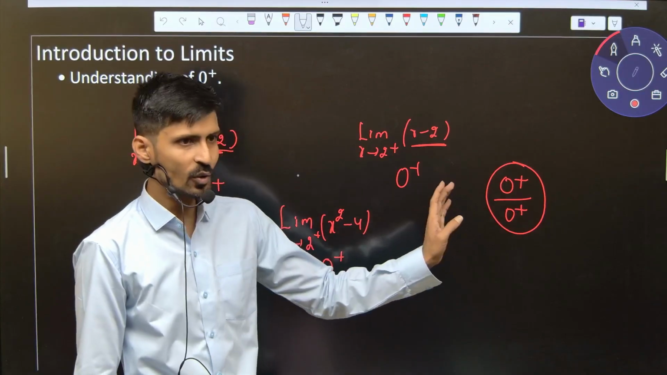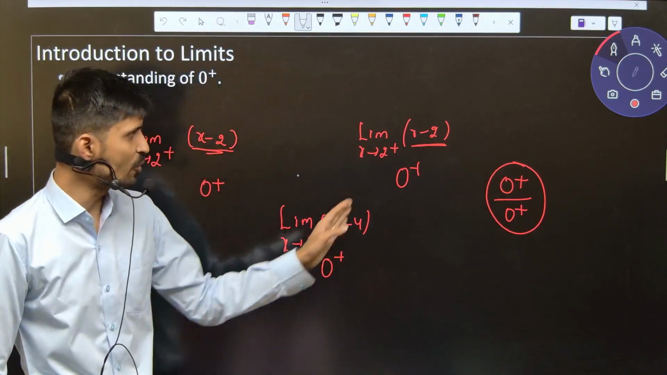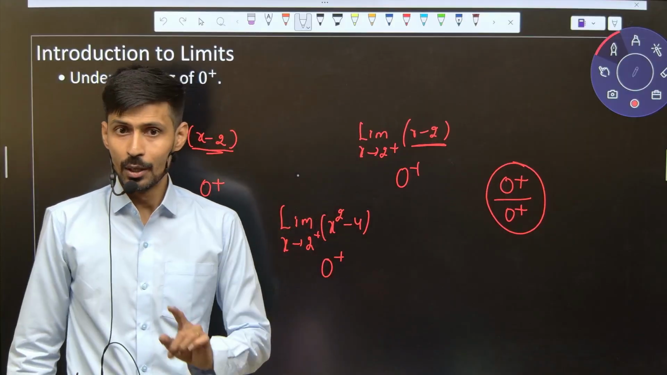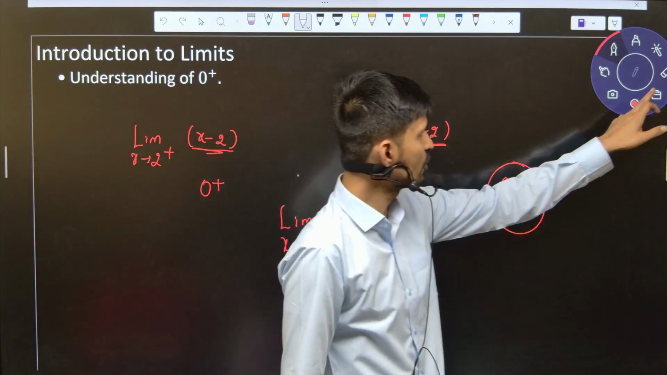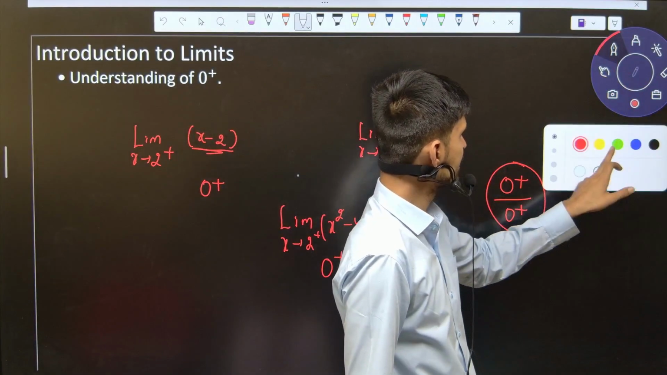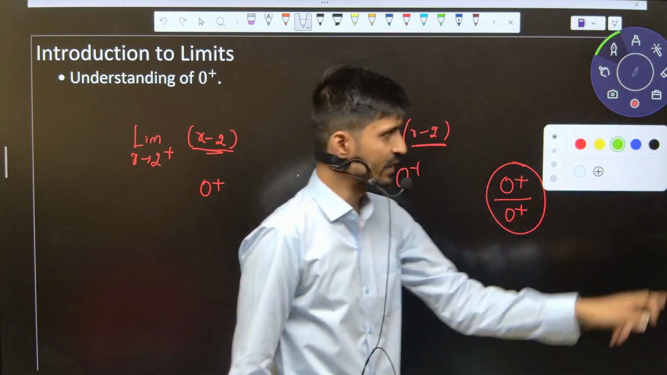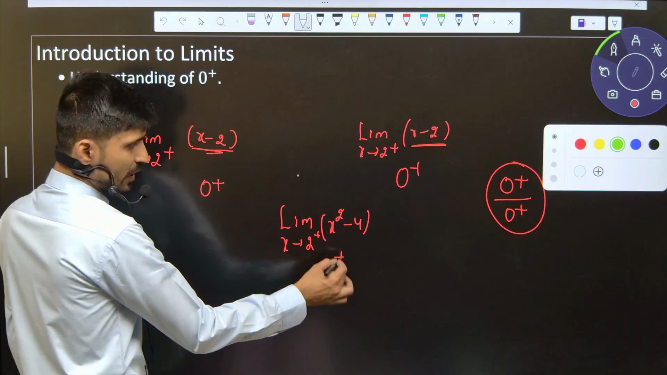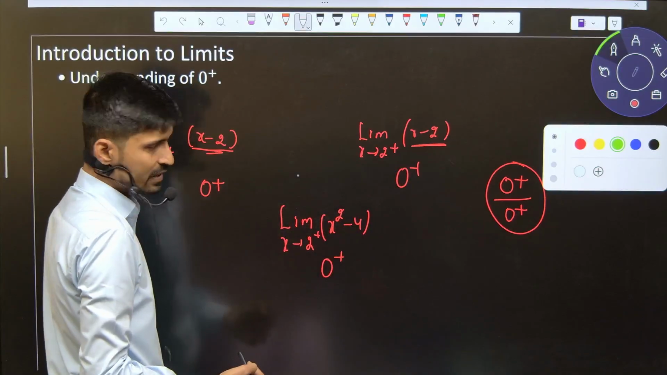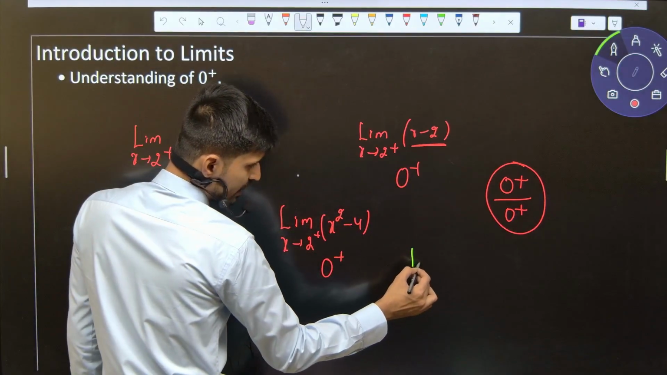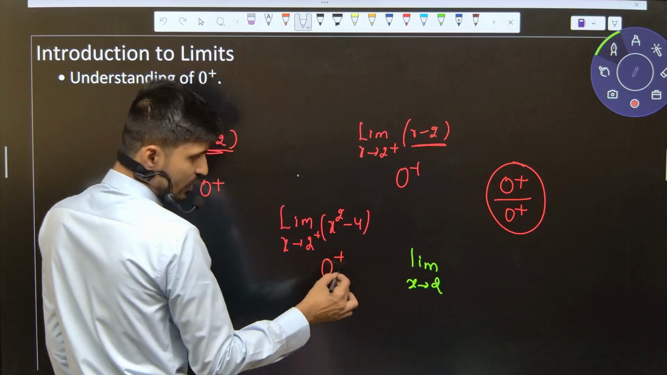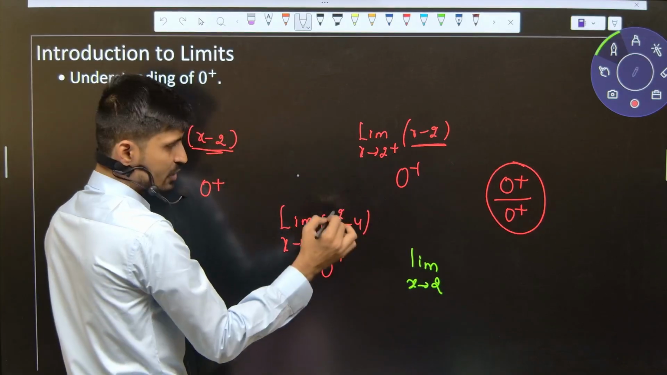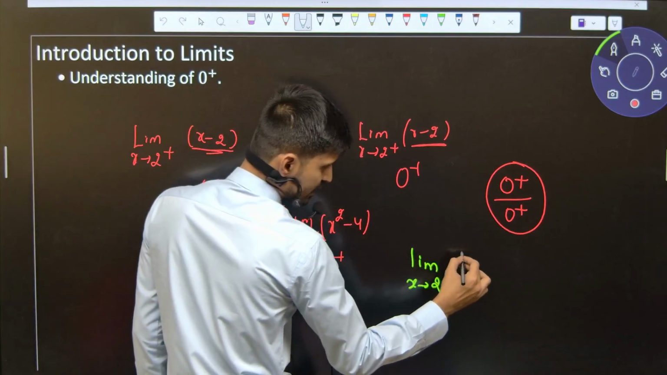Both numbers we don't know. How small this 0 plus is, how small that number is, we don't know. But their ratio we can find. Okay, ratio we can find. Now let's see, I'm going to find it. So if I have to divide this 0 plus and that 0 plus, simply I am going to write limit x tends to 2. I want to divide this 0 plus by that 0 plus, so I will write this expression first.